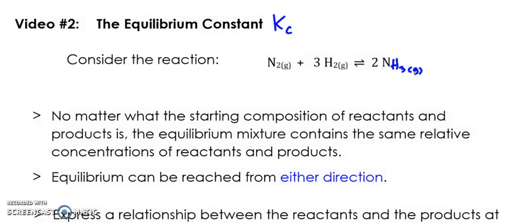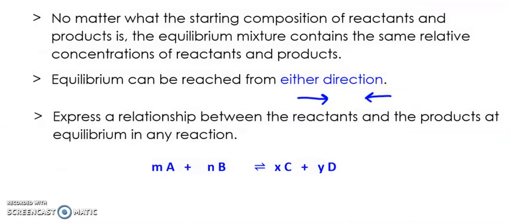No matter what the starting position of reactants and products, the equilibrium mixture contains the same relative concentrations of reactants and products. Equilibrium, where it stays constant, can be reached from either direction, meaning it can be forwards to get to that balanced equilibrium, or it can be the reverse. It can go either way to balance it out.